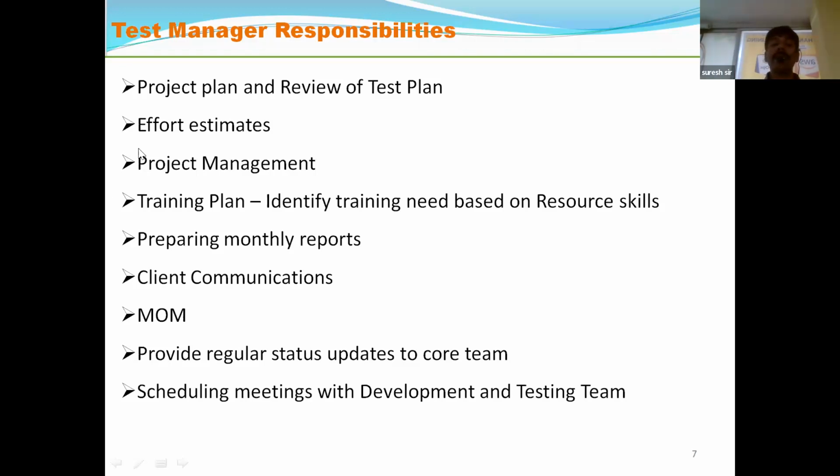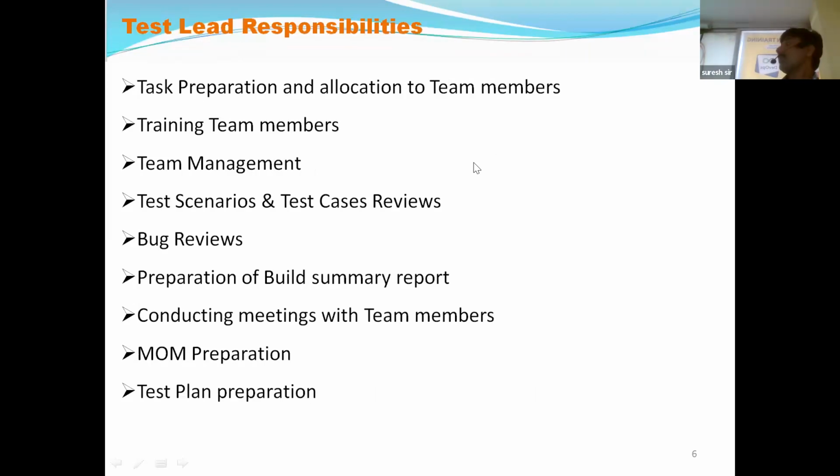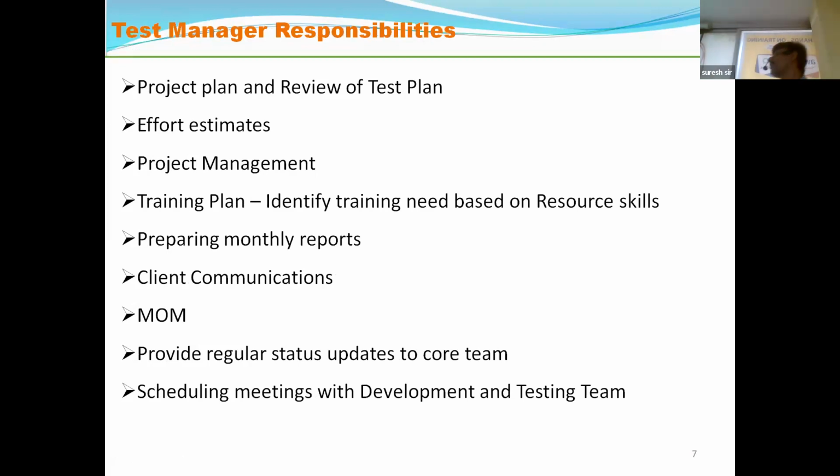Along with that, he takes care of the training plan. The test manager needs to provide that training plan. What exactly is the training? Project training is already taken care of by the test lead. Then what kind of training will this manager do? Business training.